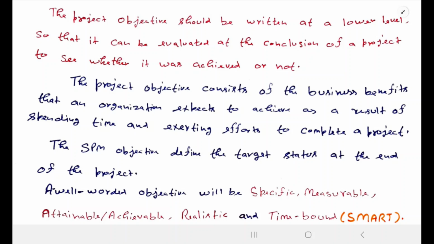SPM process. The project objective should be written at a lower level so that it can be evaluated at the conclusion of the project to see whether it was achieved or not. At the very first level, we will prepare some objectives, and at the end, we will match our final outcomes with these defined objectives.